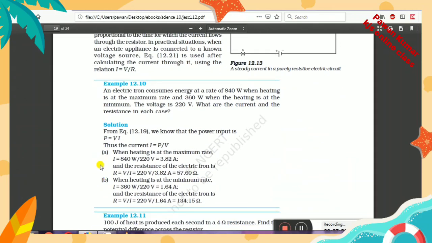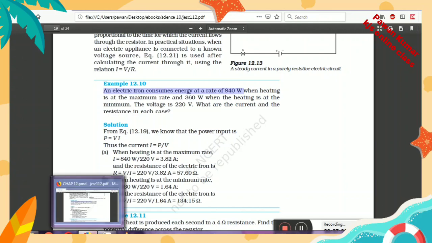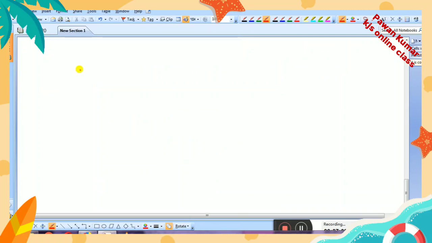After this we have one question. Okay, let us do this question. An electric iron consumes energy at a rate of 840 watt. Watt means what? The unit of power. Here you can see this W. This W stands for watt. Watt is the SI unit of power.